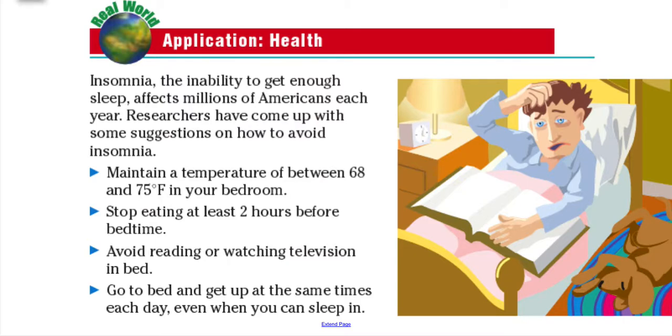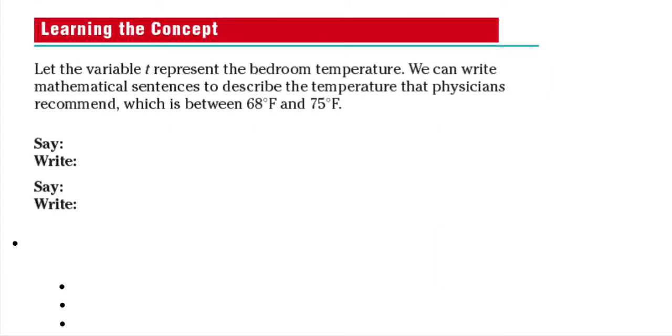Now what does it have to do with what we need to learn? Let's find out. In this case, we let the variable T represent the bedroom temperature. We can write a mathematical sentence to describe the temperature that physicians recommend, which is between 68 degrees and 75 degrees. If we let T represent the bedroom temperature, then T is less than 75. We write this as T < 75 as an inequality.